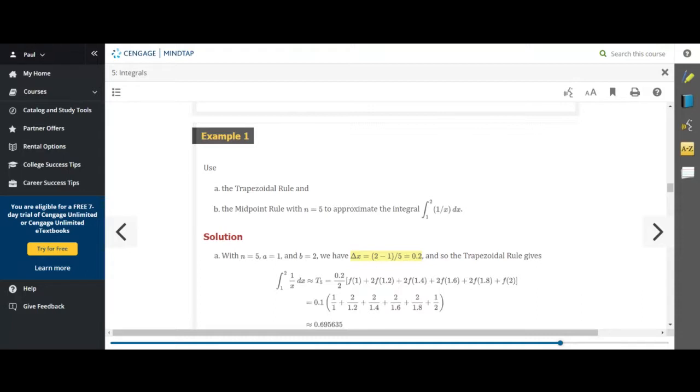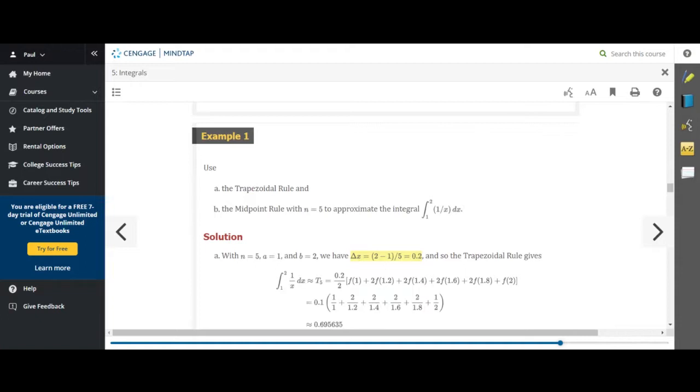And that makes sense. If your curve goes from x equals 1 to x equals 2, and you divide 1 to 2 into 5 subintervals, each of those subintervals is going to have a distance of 0.2.